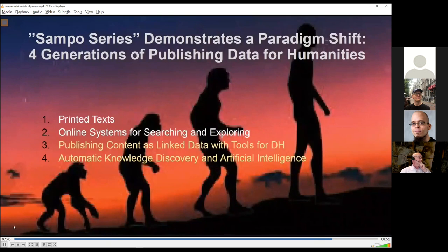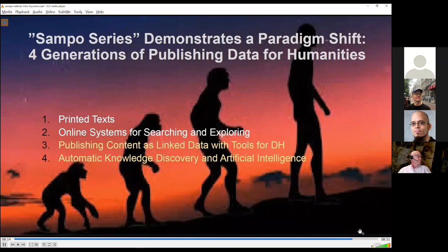The Sampo model and portals aim at making a paradigm change in publishing and using cultural heritage content on the web. The contents are published as linked data and also integrated seamlessly with intelligent tools for data analysis. In our vision, artificial intelligence should help the user in solving research problems and also in finding new ones using creative AI methods. It would be important that the system can also explain its reasoning.